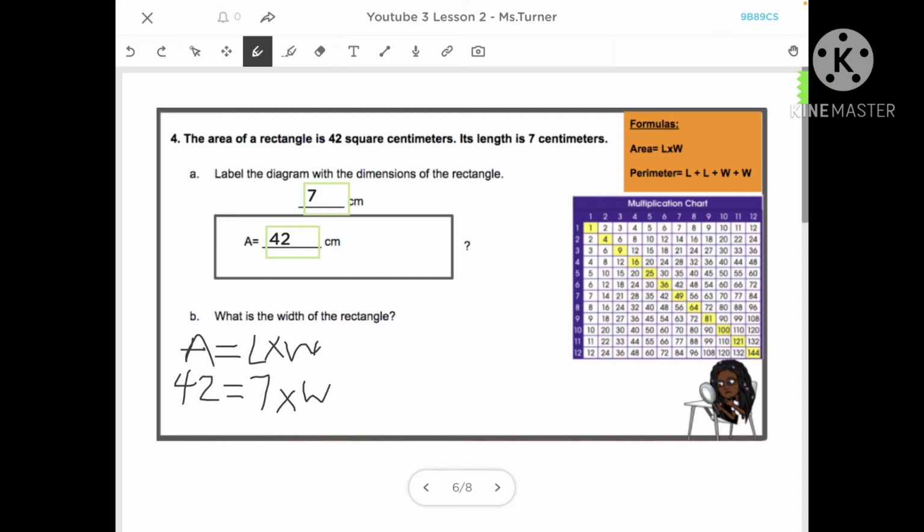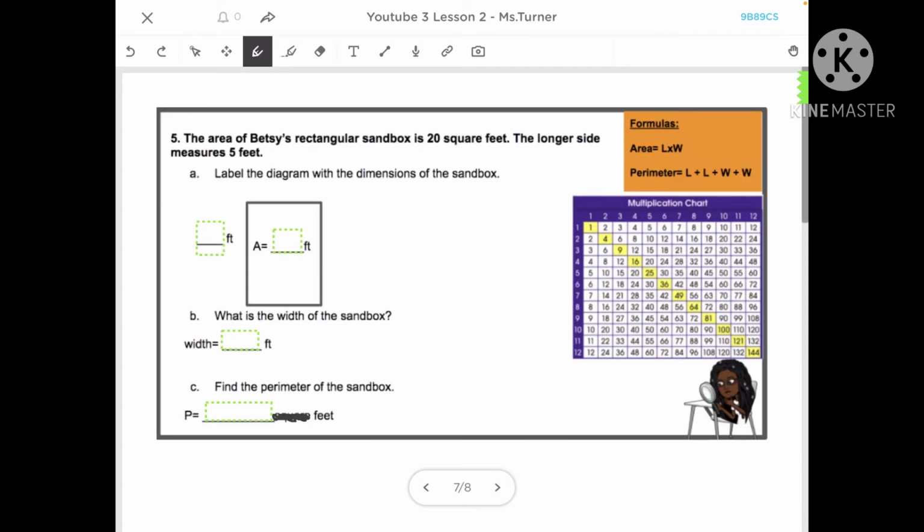But let's think. 7 times something equals 42. What number can I multiply by 7 to get 42? Yes, good job. Yes, I can multiply 7 times 6. And that will give me 42. So I know that that secret number that we're missing is 6. I know my width should be 6 centimeters.